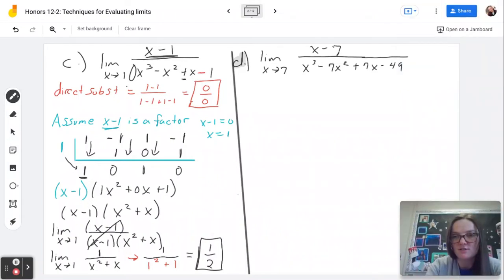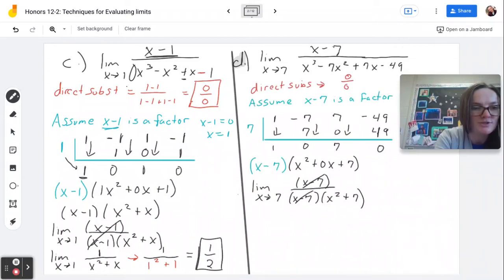Okay, so what I want you guys to do is pause the video and try letter D using the exact same method. So go ahead and try that. Okay, real quick, I just saw a little mistake I made here. This should be plus 1 here. Thankfully, it doesn't really change our answer, but that right there is actually 1. So still the same answer. But there you go.